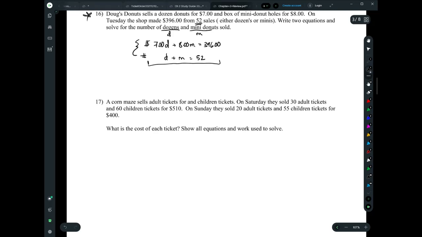Another example, so this time it's just looking a little different. Saturday sold 30 adult tickets, so 30 adult plus 60 child equals 510, and that's on Saturday. And on Sunday, it's just going to be 20 adult plus 55 children equals 400. Elimination or substitution would be the way to go from there then, setting those up.